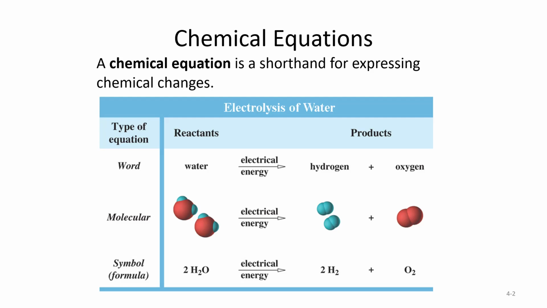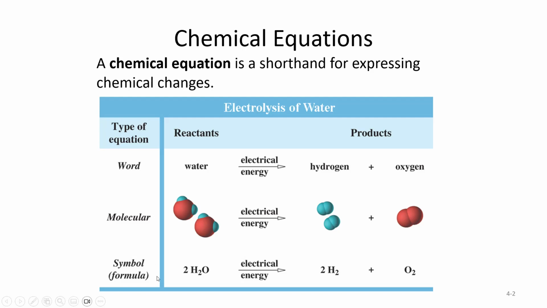In some cases, certain catalysts, and catalysts are substances that are designed to speed up the rate of the reaction. Sometimes it's heat, and sometimes it's other substances. So we can see here in this chemical equation the different components. Now if we draw out the molecular structure, we can see two molecules of water. When we apply electrical energy, it produces two molecules of hydrogen and a molecule of oxygen gas.